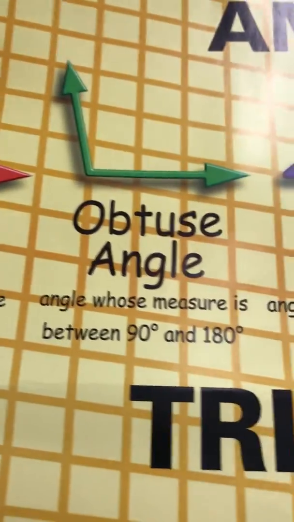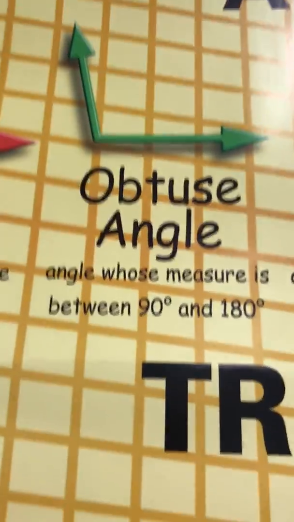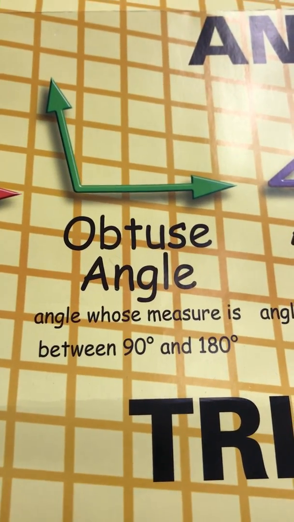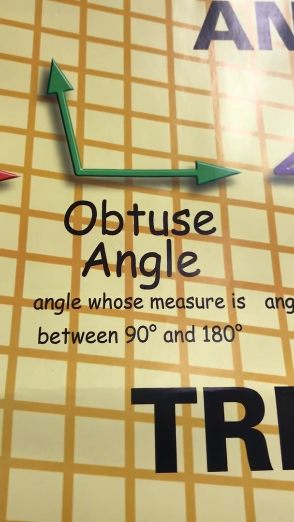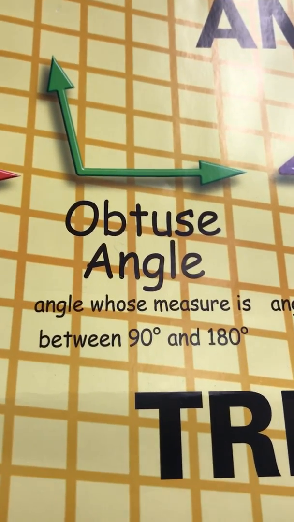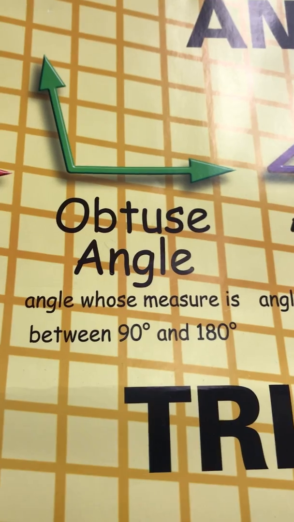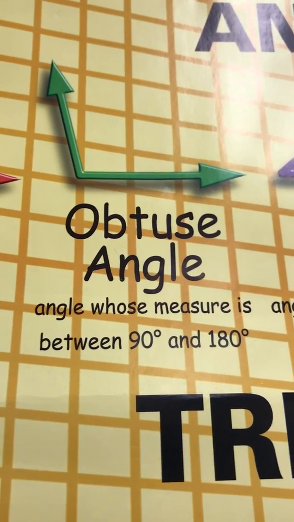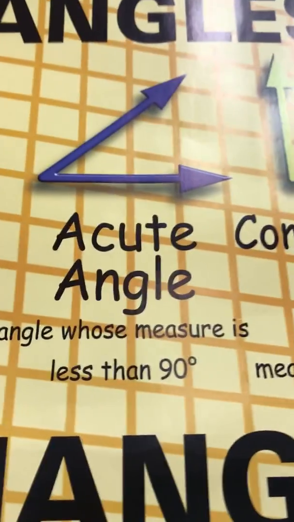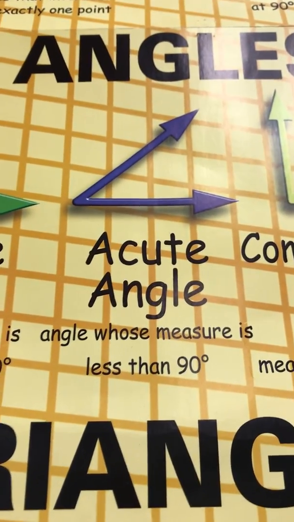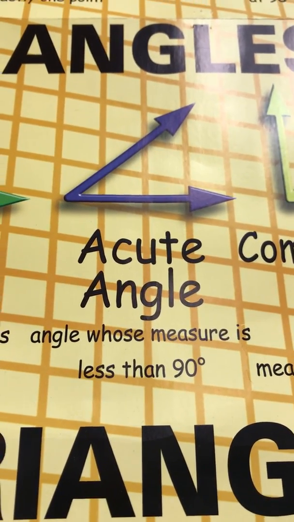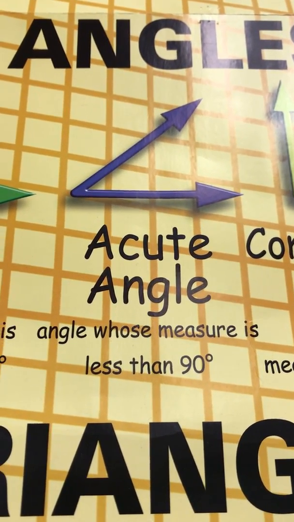Next is obtuse. An obtuse angle is measurements between 90 and 180. So basically from 91 to 179. Because of course once you hit 90, you're at a right angle. And once you hit 180, that's called a straight angle. It's basically a straight line. Then anything less than 90 degrees is an acute angle. So those are going to be your three angle types that you need to be aware of.